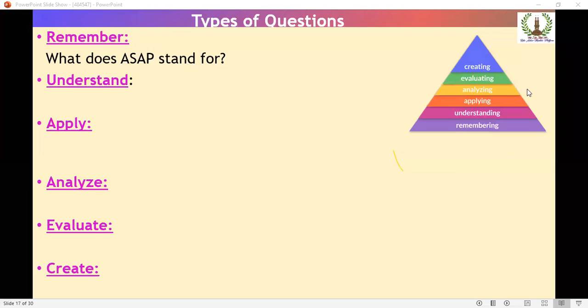Okay, understand, which also includes the main idea and the specific details. Who can ask a question at the understand level about that text? Try it. The understanding level, it's not difficult at all.